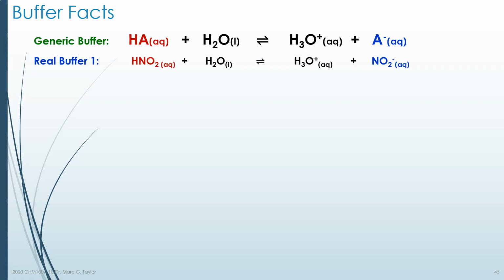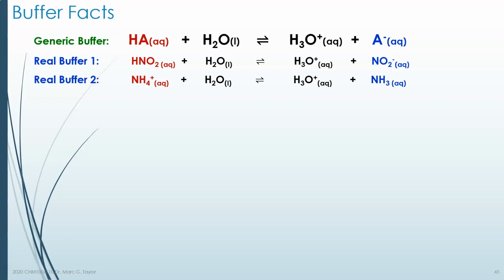Here's a real buffer. This is a buffer where the acid component is nitrous acid. Don't confuse this with nitric acid, which is HNO3. That's a very strong acid, and there's no equilibrium there. We don't have the arrows going back and forth. Nitric acid, all of it goes to the right side of the equation. But nitrous acid is a weak acid. You get some nitrite formed. That's the blue ion here, NO2 minus. That's our conjugate base. And so if we mix nitrous acid with nitrite ion, we make a nitrite buffer.